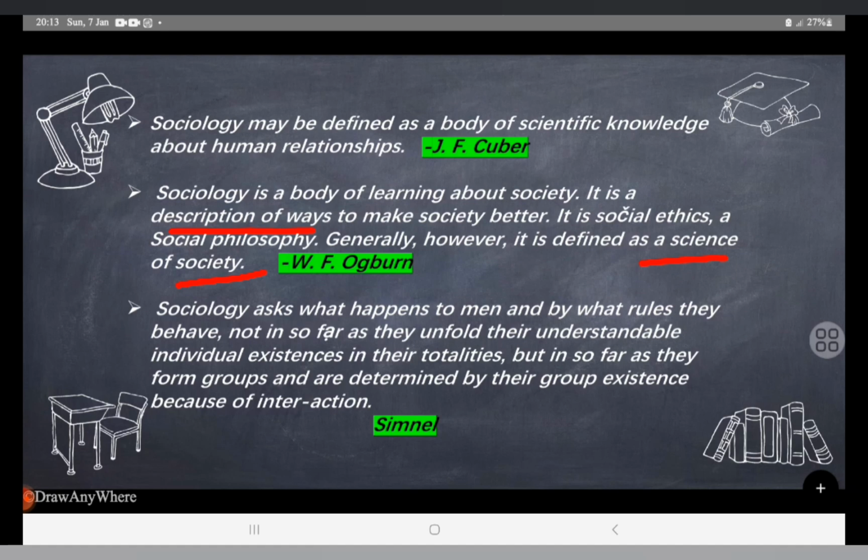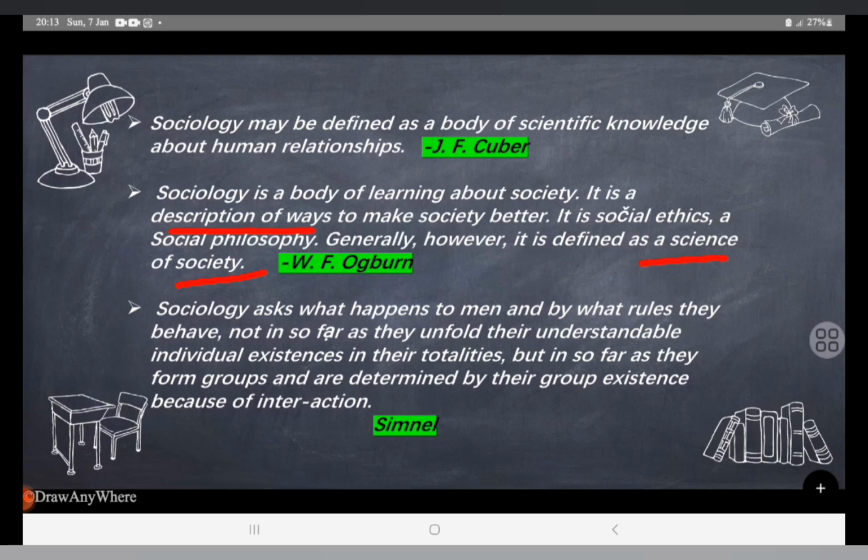He tried to explain it as it is a guidebook about society. It describes ways to improve it, acting as social ethics or philosophy. While it is often considered as science, its main goal is to understand and enhance our social world.